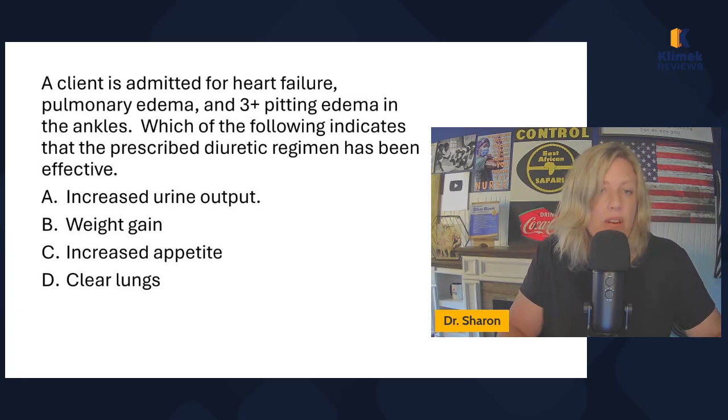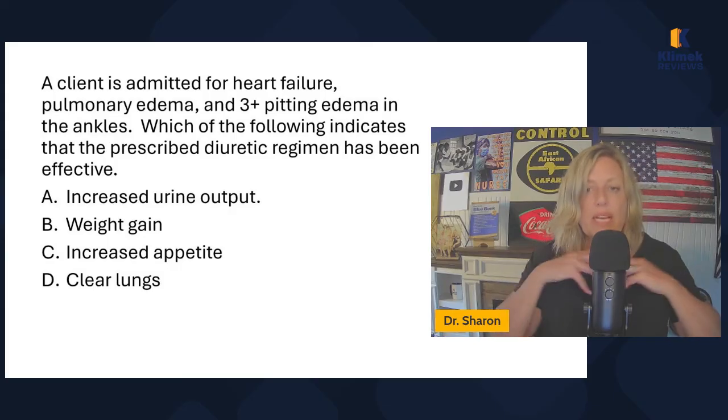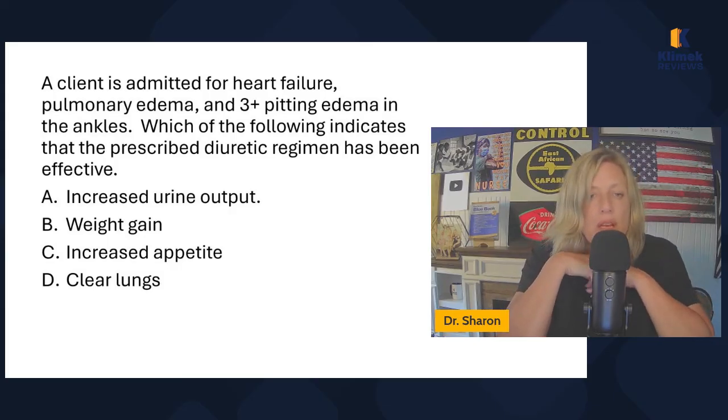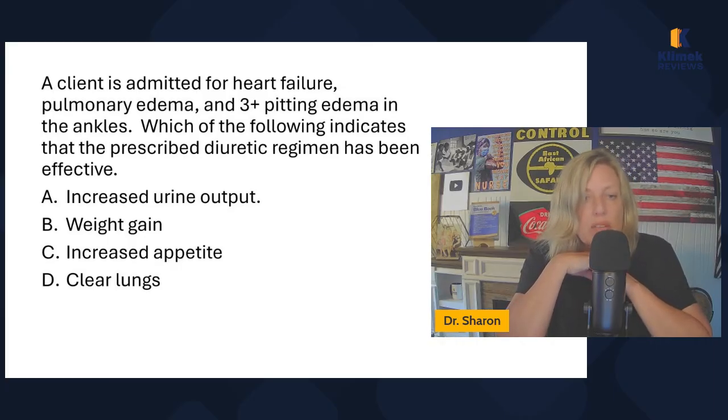A client is admitted for heart failure, pulmonary edema, and 3+ pitting edema in the ankles. Which of the following indicates that the prescribed diuretic regimen has been effective? So we're giving them diuretics for heart failure and fluid volume overload. Heart failure, basically fluid volume overload. They have pulmonary and peripheral edema. So what is going to tell me this diuretic worked? Increased urine output. Well, that's what I would expect it to do. Weight gain. No, I don't want them to gain weight. They should lose weight, actually, because if they're losing volume, they should lose weight. Increased appetite. No, doesn't do anything for that.